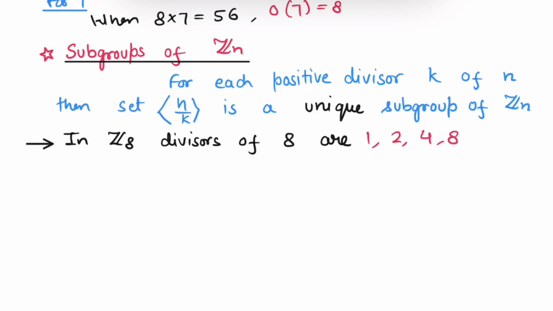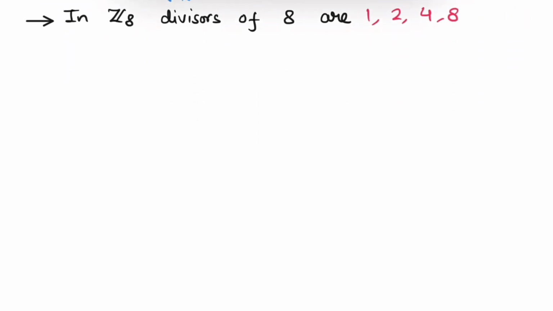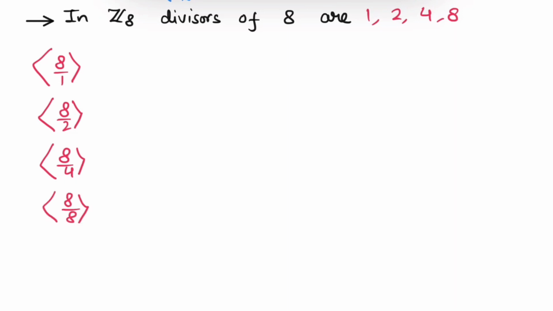So the subgroups will be generated by 8 over 1, 8 over 2, 8 over 4 and 8 over 8. 8 over 1 is equal to 8, 8 over 2 is equal to 4, 8 over 4 is 2 and 8 over 8 is 1.